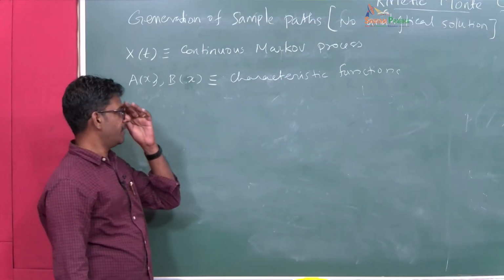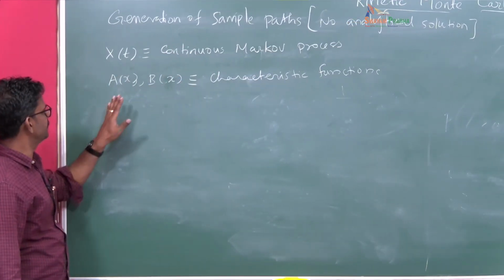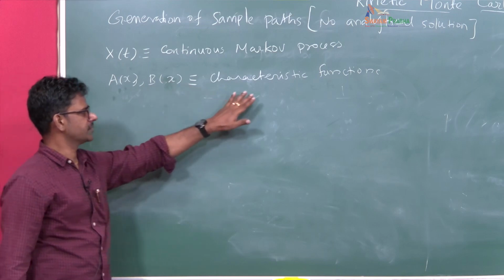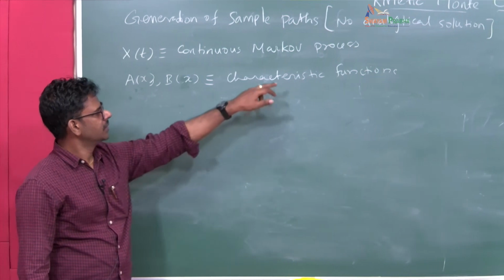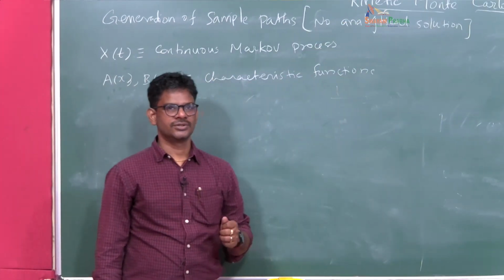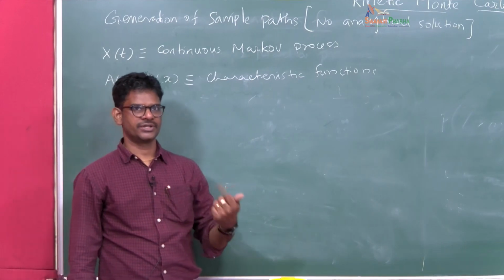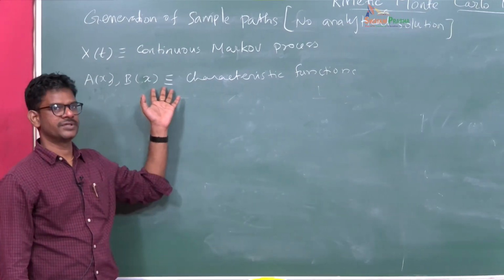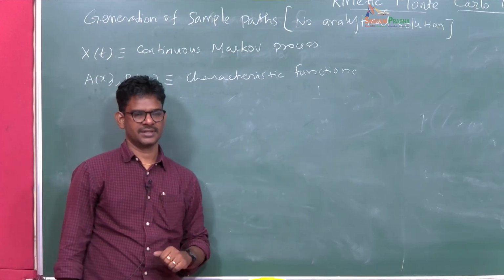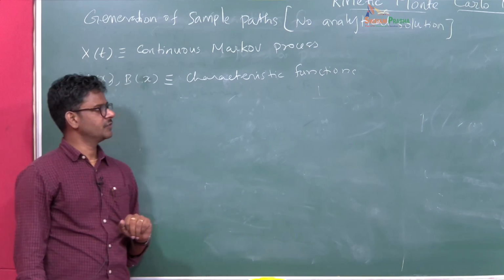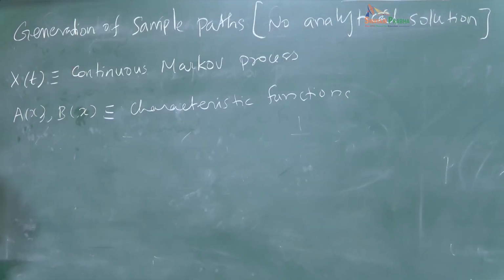So, let us say you have a continuous Markov process x of t with the characteristic functions a of x and b of x. Right now, for this case, I do not have the analytical solution. So, if you want to study the properties of the system, what we try to do is create trajectories and sample paths for this process. Once we create those sample paths, we can find the mean and standard deviation of this process as a function of time.